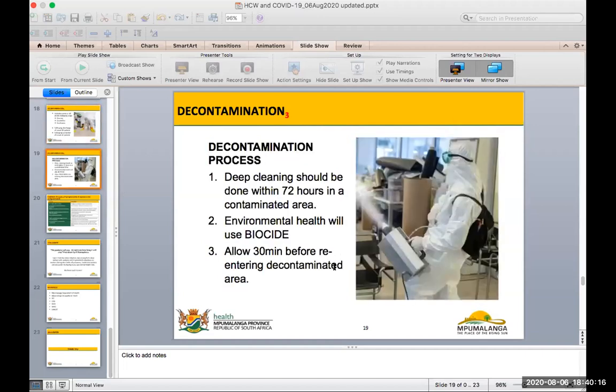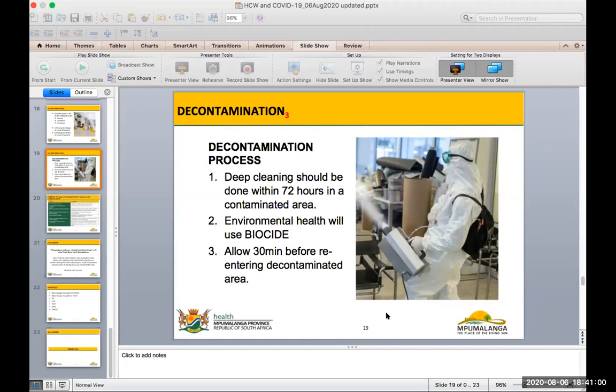The process itself involves deep cleaning, meaning that you clean everything: the walls, the floor, the rails, the bed rails, the medicine trolleys and everything. Like I said, it has to be within 72 hours. After 72 hours, it's a futile exercise because the virus is already dead. Environmental health will help you. They use either alcohol-based substances or biocides to clean the area. These substances are said to be safe for reuse within 30 minutes. So if you clean an area with an alcohol base of 70% or more, you can use that area within 30 minutes. There's no closing the area for 3 days or 8 days.